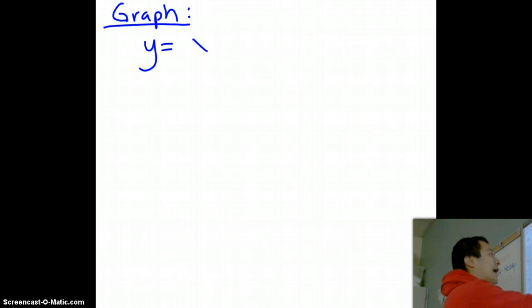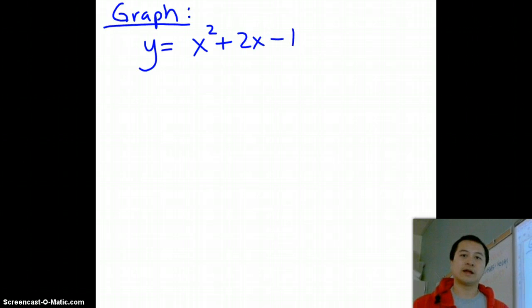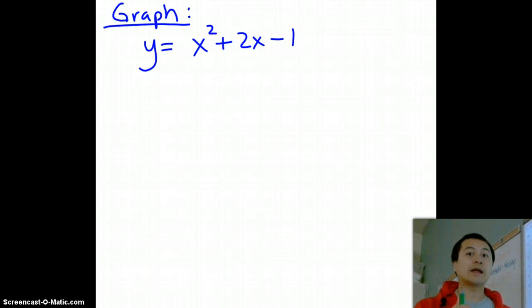We'll start easy. Y equals x squared plus 2x minus 1. Right away, you have to know what that looks like. What would that look like? This will look like a parabola. But how do you know? You could tell by the degree. The degree right here tells you what shape it's going to make.